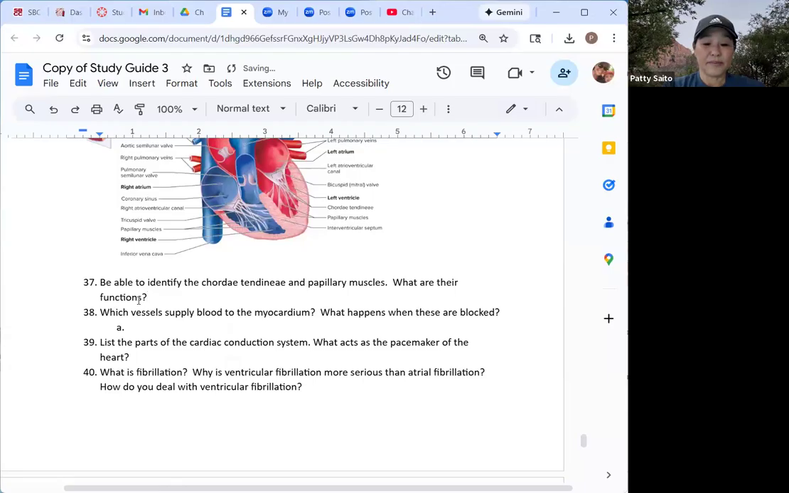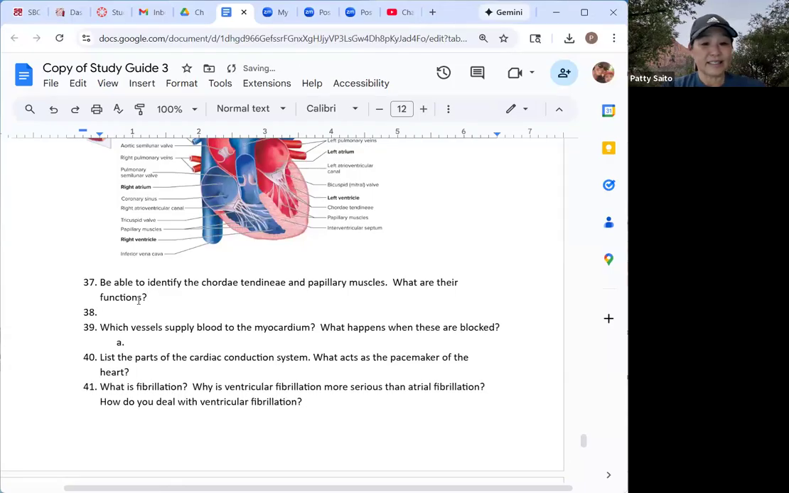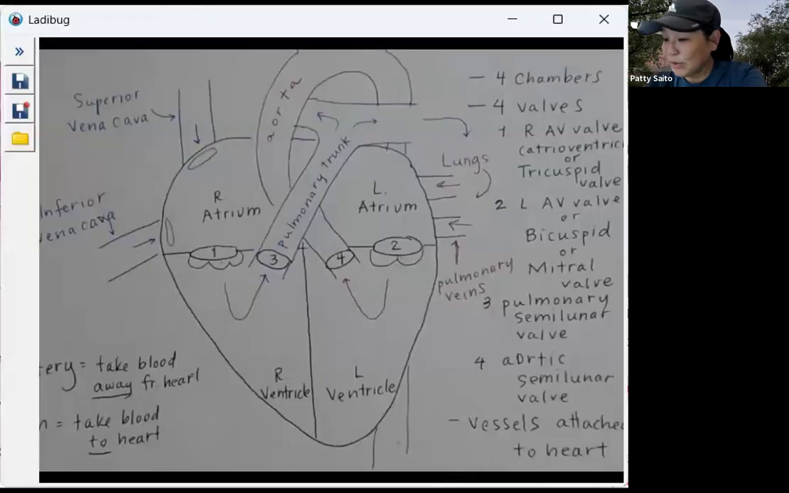So I'm going to add to my drawing. Sorry. There are some structures called the chordae tendineae and the papillary muscles. Remember I said to leave some space in your picture. Let's go back to that. Okay, so number 37, we're going to go back to our picture of our heart. And I already forgot because I drew some stuff there.